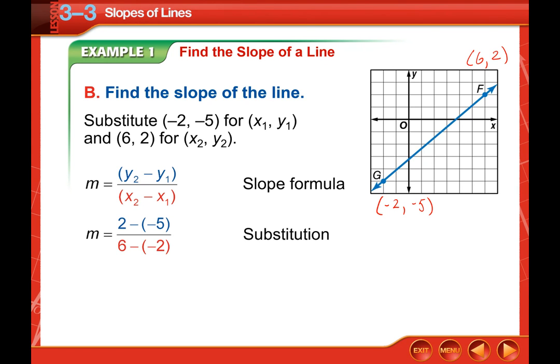2 subtract -5. And 6 subtract -2. We have 7/8. This is a positive slope, indicating that the line is trending upwards. What happens if we have no slope? No slope means a horizontal line.